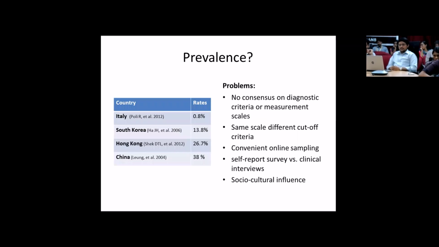The major problem is there is no consensus on what internet addiction is. For different people, it is a different thing, and diagnostic criteria or measurement scales are different. Some studies use the same scale, but they use a different cutoff to say what is internet addiction. Most of them have convenient online sampling, which has a lot of bias, as we can understand. Most of them are self-report surveys rather than clinical interviews. And there is going to be a huge socio-cultural influence.